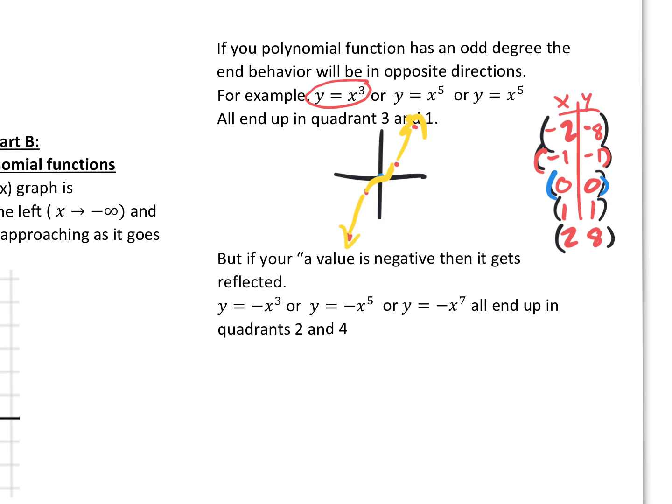But all of these cubic functions, anything to the third power, is going to have some type of snake-like curve. All right. But if your A value is negative, of course, it gets reflected over the x-axis. So your end behavior would be like this. Instead of up here and down here, it's going to be up here and down here.